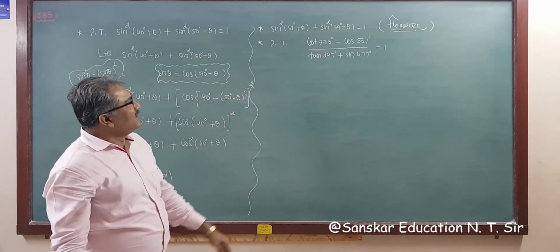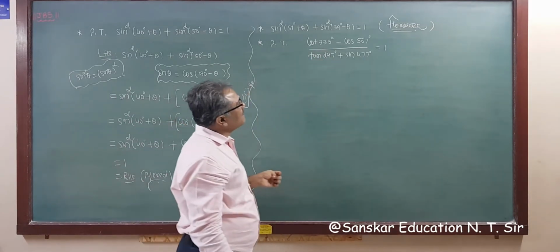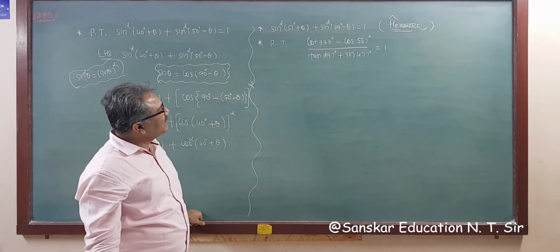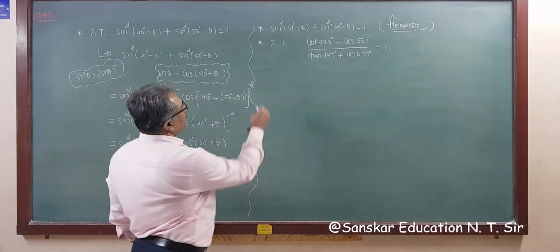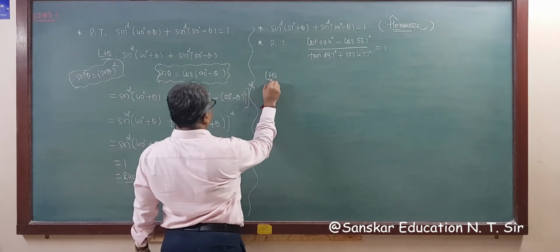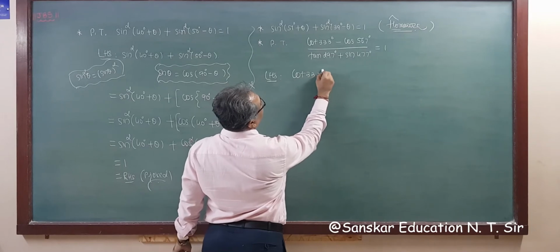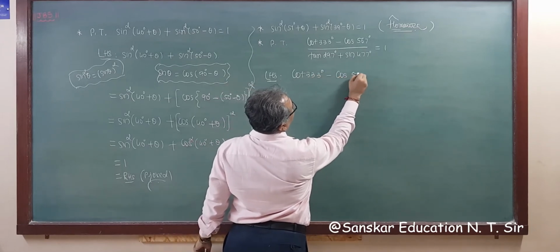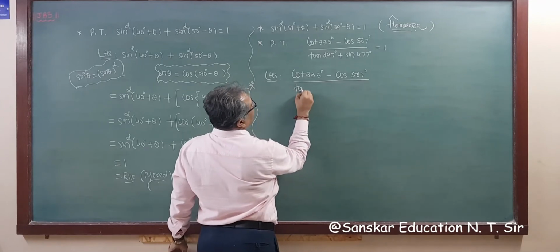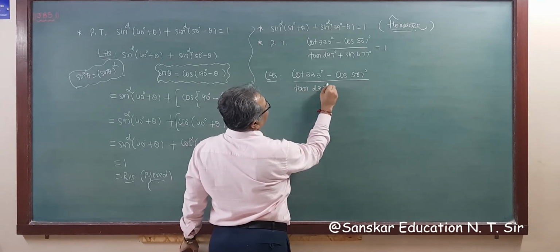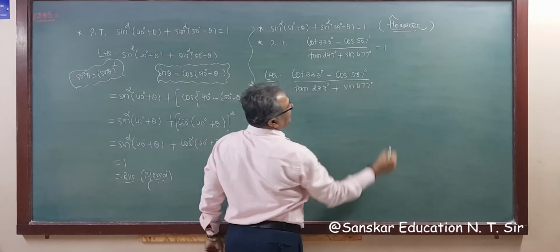Okay. So again, prove that cot 333 degree minus cos 567 degree upon tan 297 degree plus sin 477 degree is equal to 1. So left hand side is cot 333 degree minus cos 567 degree, whole upon tan 297 degree plus sin 477 degree.